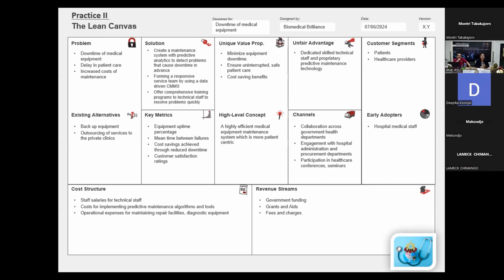And for the second, you're performing a responsive service team using data in the computerized maintenance management system. For this one, we have a session on the CMMS, and a little bit of practice on the management of the medical device with the medical device life cycle. Okay, I think, okay.